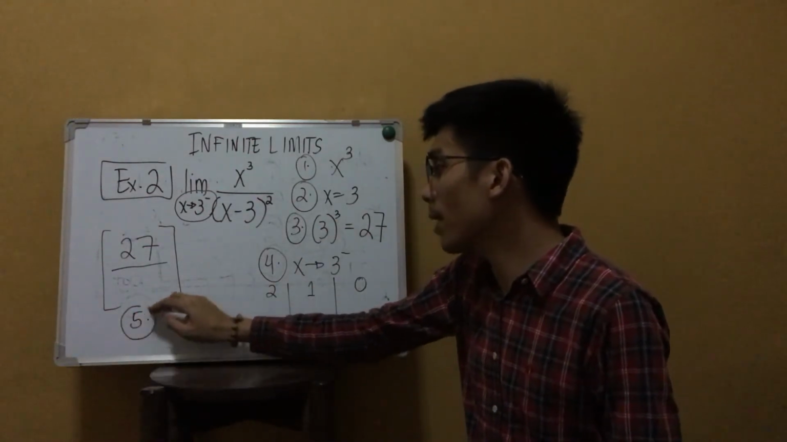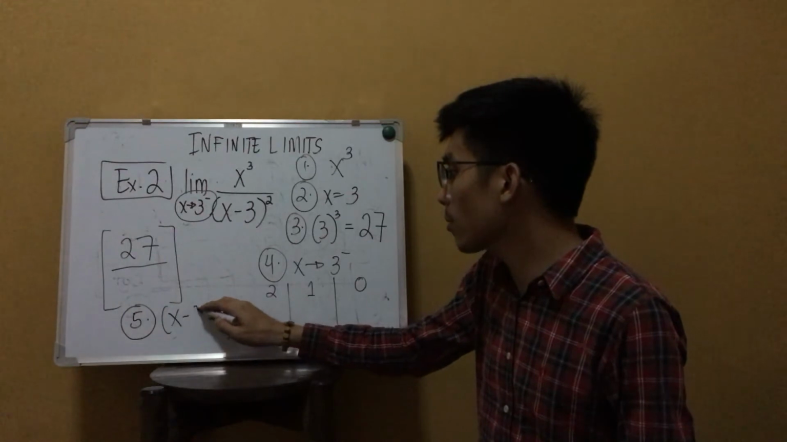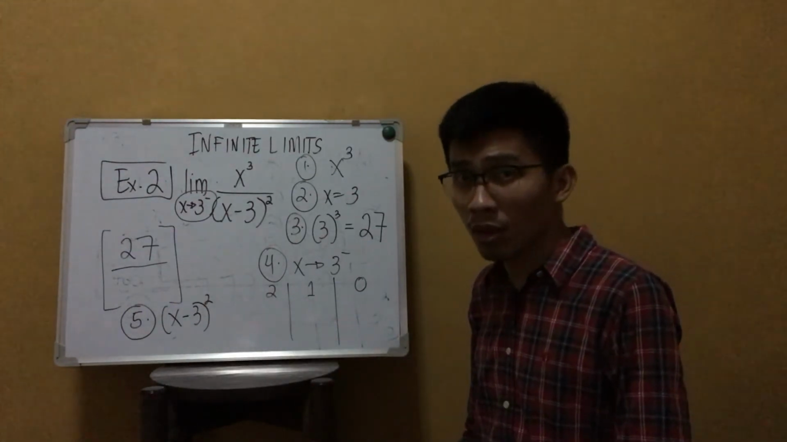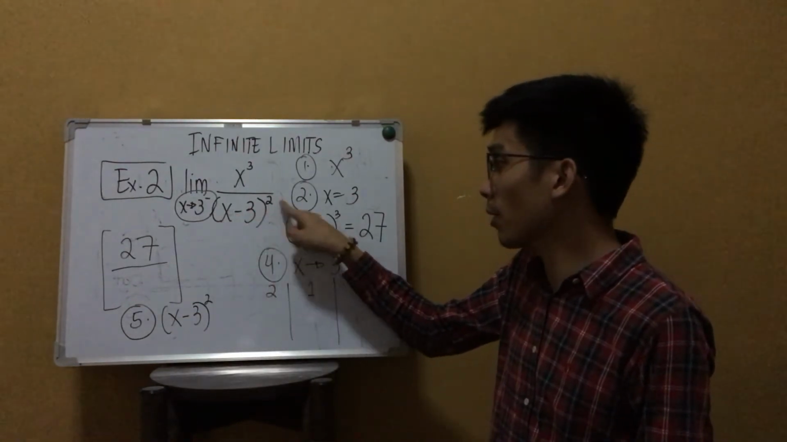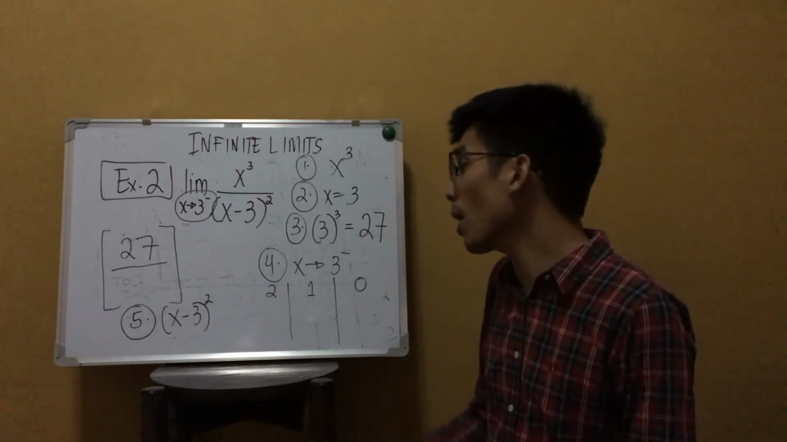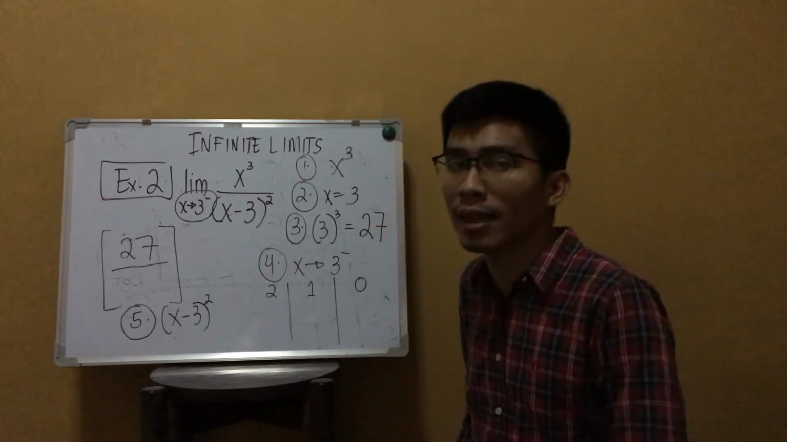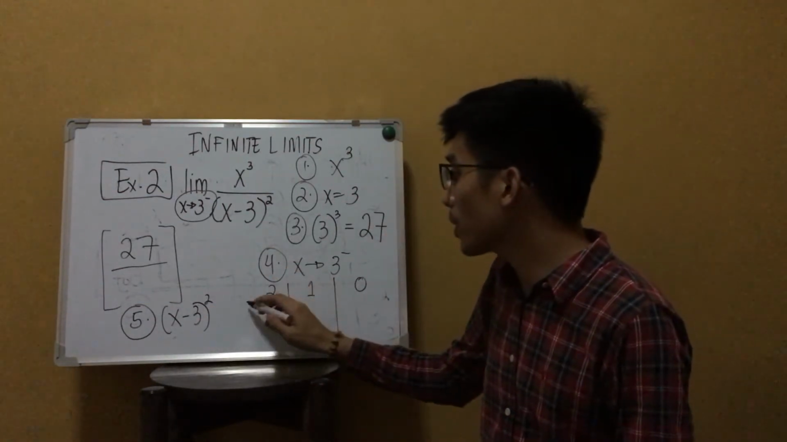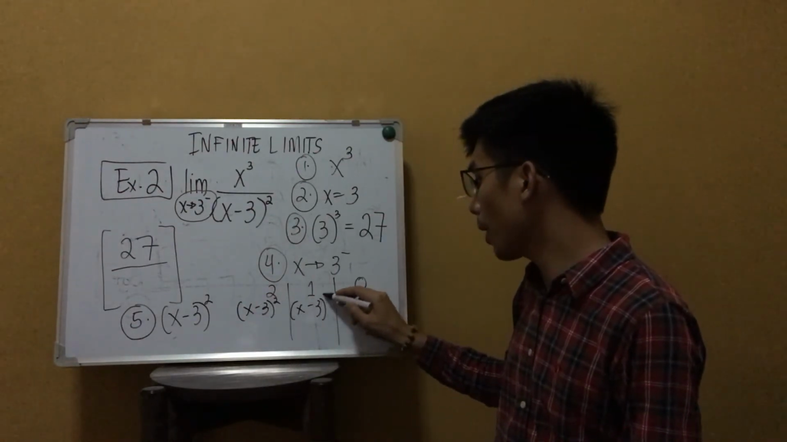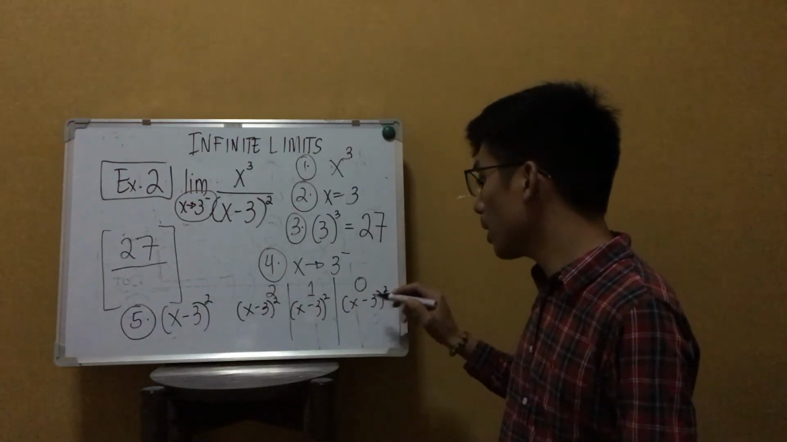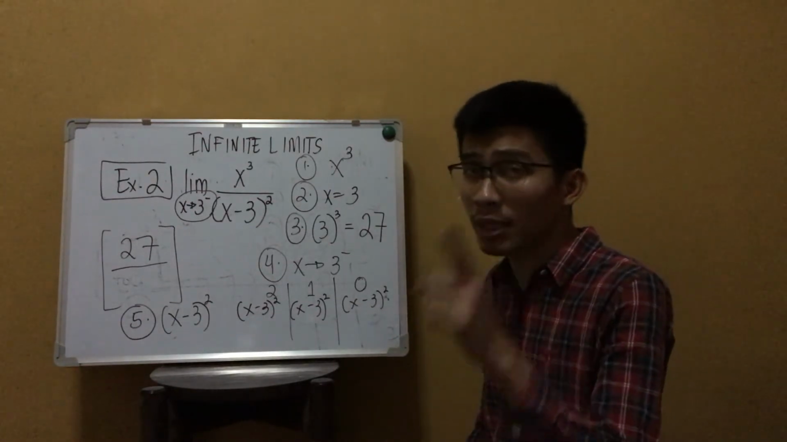Step number 5 is you have to get your denominator. The denominator of my problem is x minus 3 squared. After getting the denominator, you go back to step number 4 and substitute your 3 chosen numbers in step number 5. You have x minus 3 squared, x minus 3 squared, and x minus 3 squared, and you substitute all the values that you chose in step number 4.